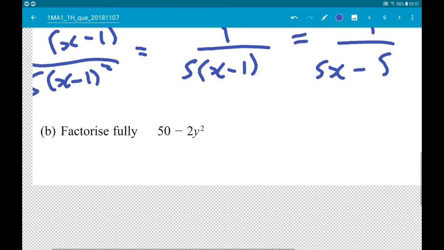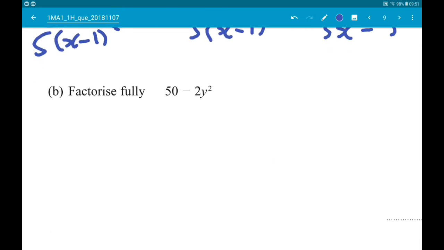Okay, then part B says factorise fully 50 minus 2y squared. So this is almost a difference of two squares. If you don't know what they are, check out my quadratic playlist down below. Now there is a factor of 2, so let's take that out. So we're going to get 2 lots of 25 minus y squared.